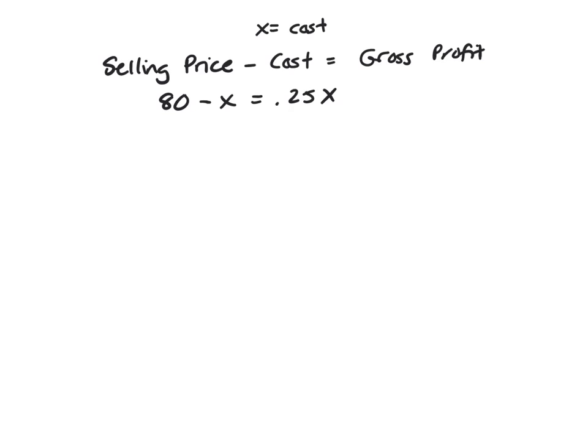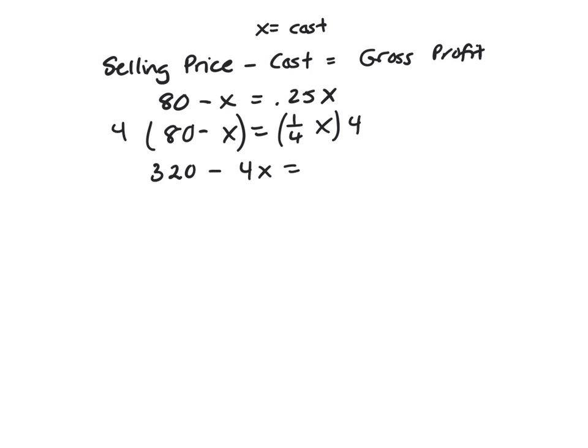And I'm going to solve this for X, but I do not want to deal with a decimal. It's fine if you want to. I'll call that 1/4 X. Now I'll clear my fractions by multiplying everything by 4. And that gives me 320 minus 4X equals X. Add 4X to both sides and get 320 equals 5X.